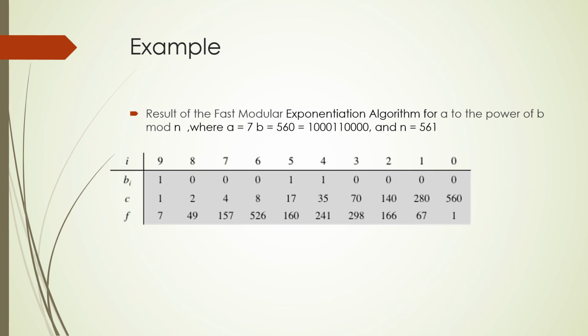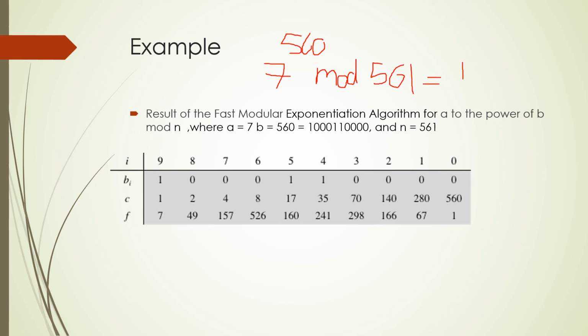So let's see an example of the fast modular exponentiation algorithm that I showed you in the previous slide. Imagine that you want to find out the remainder of 7 to the power of 560, which is a huge number, when you divide it by 561, and you want to find out what the remainder is.